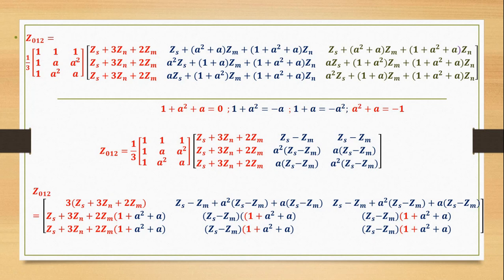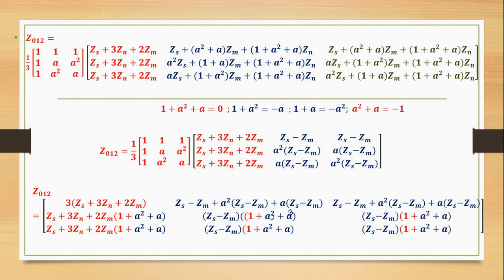Next, take the second row multiplied with column number 1. So the elements are the same. So into 1 plus A square, we can write like this. And here also 1 into Zs minus Zm plus A into A square. A into A square, that is A cube. Then A square into A, again A cube. 1 plus A cube plus A cube.